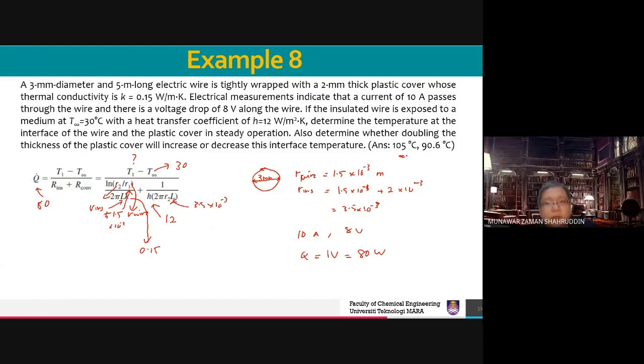Then when you double the thickness, the temperature will become 90.6. So that is good. The temperature becomes lower, meaning the temperature at the cable is lower, meaning more heat is leaving. So which is very good, because the temperature is lower, so it is cooler.